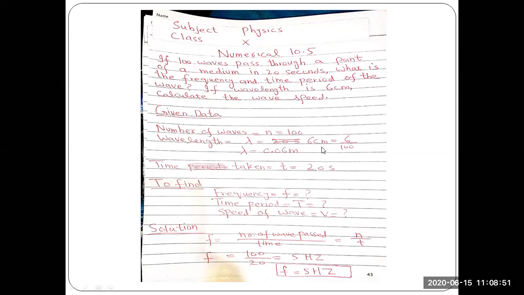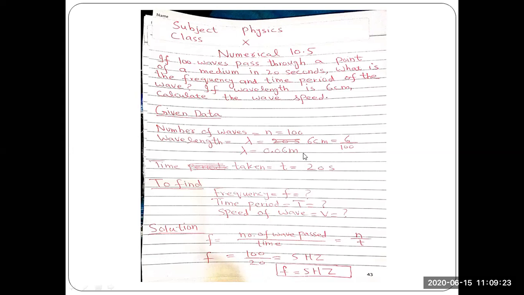So what I am going to do is convert this 6, because the unit of lambda is the unit of length, which is meter. So I need to convert this into meter. What will I do? I will divide this by 100, 6 divided by 100, because centi is equal to 10 raised to the power minus 2. So 6 divided by 100 is going to be 0.06 meter.